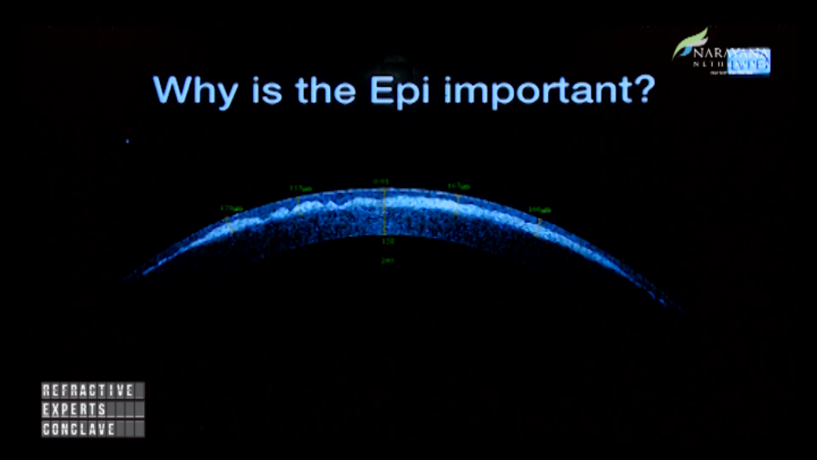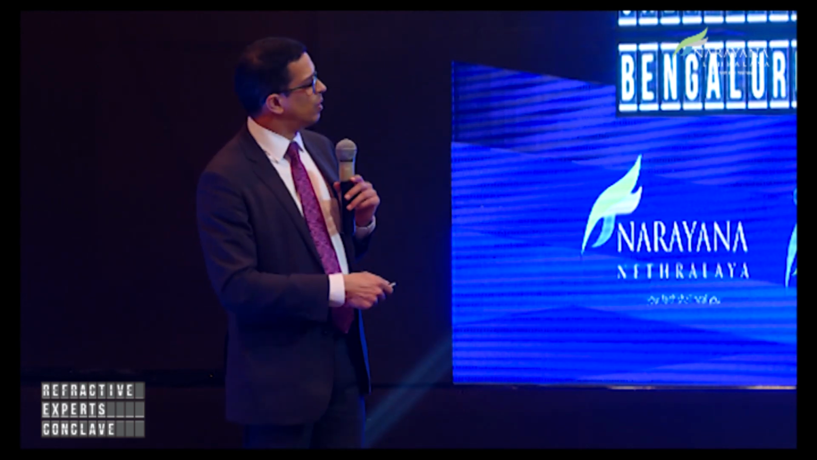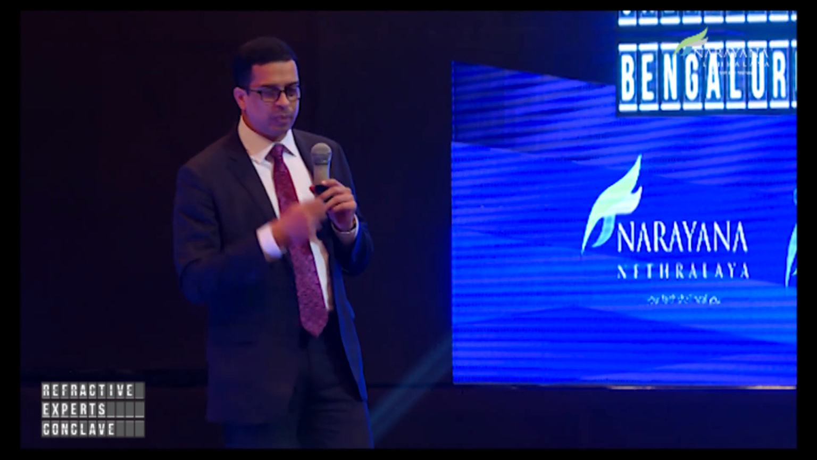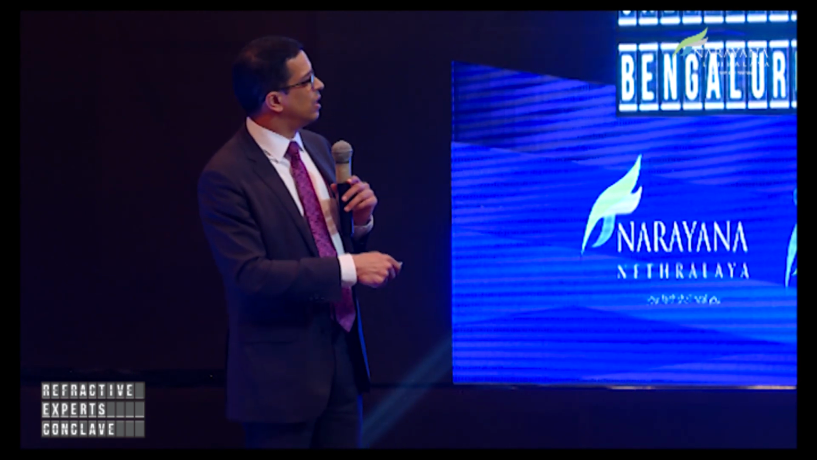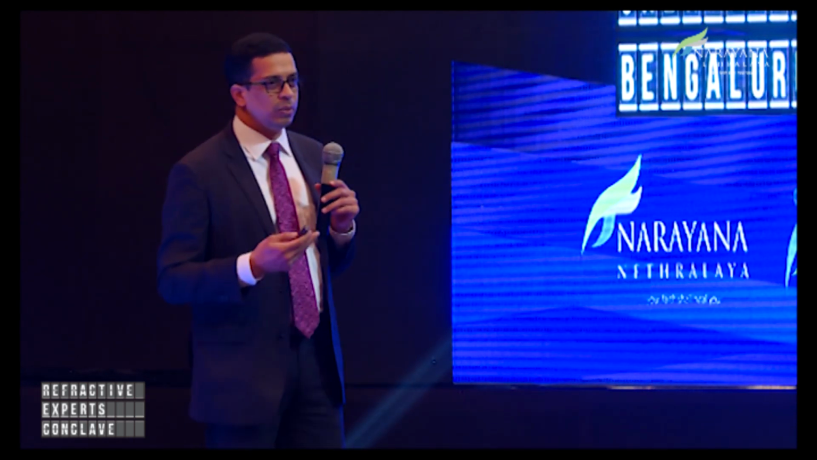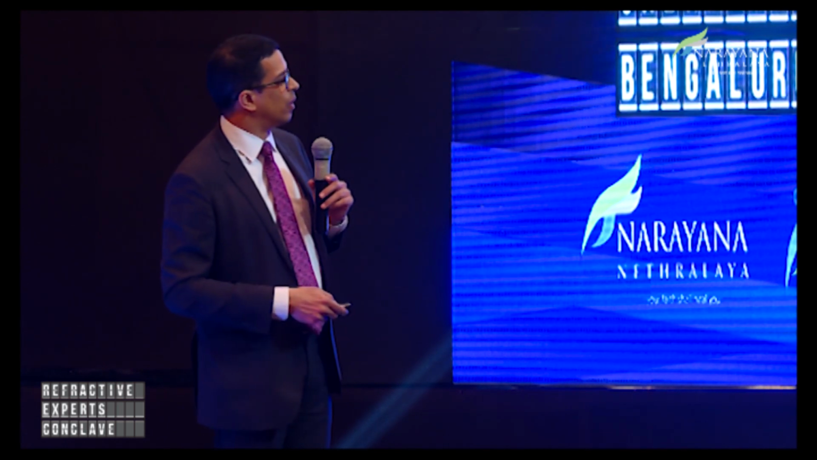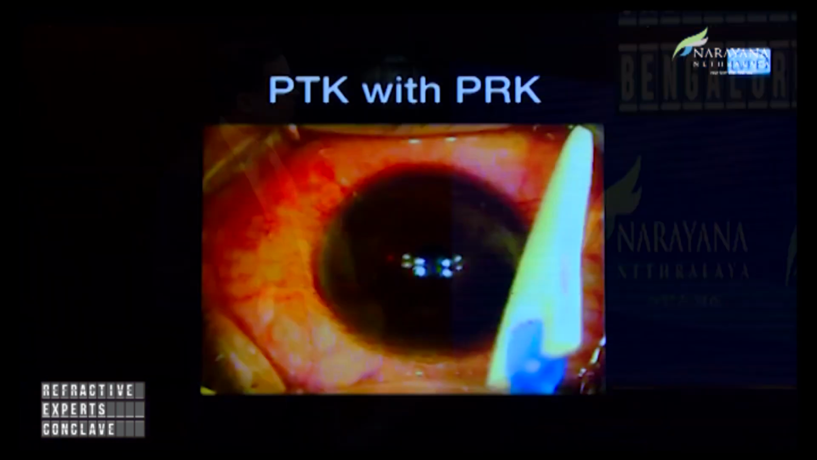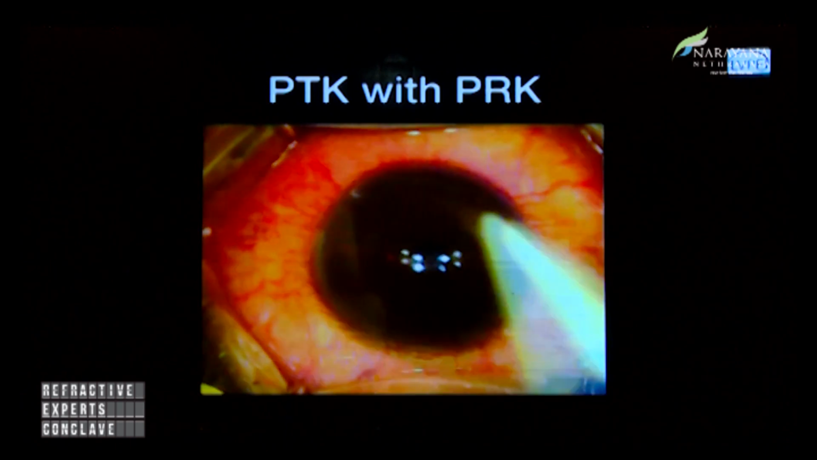Well, the other reason why epithelium is really important is because epithelium tends to smoothen out irregularities on the cornea as well. So if you have a stromal irregularity that you see here, this is the post-PRK haze that the patient developed. You see that the surface actually is really nice and smooth. And that is a very important role of the epithelium because it helps you in doing PTK to normalize the shape of the cornea.